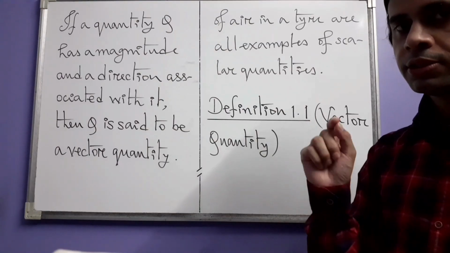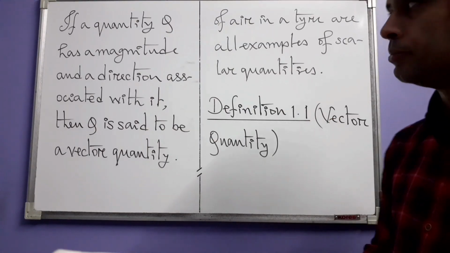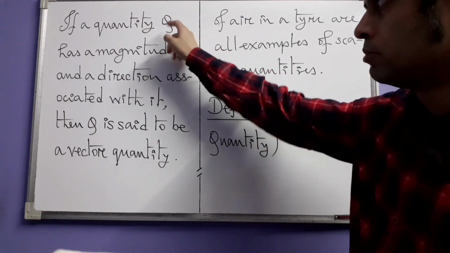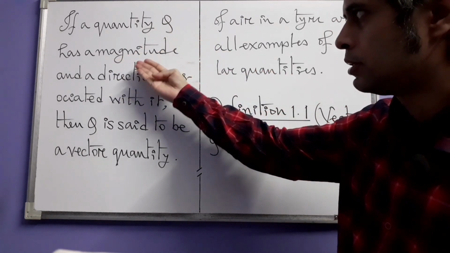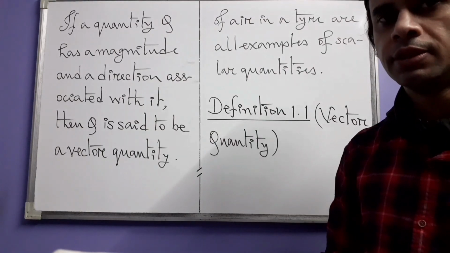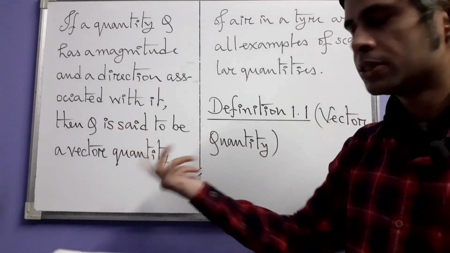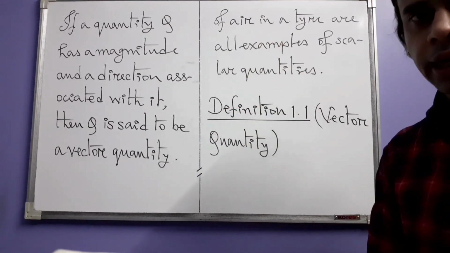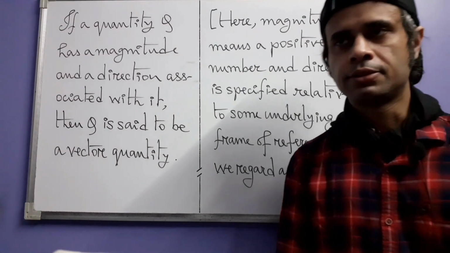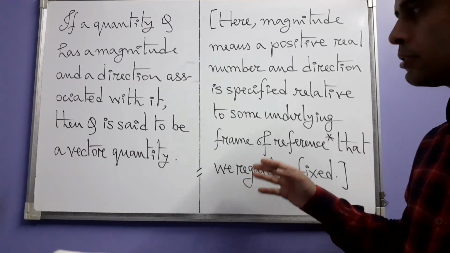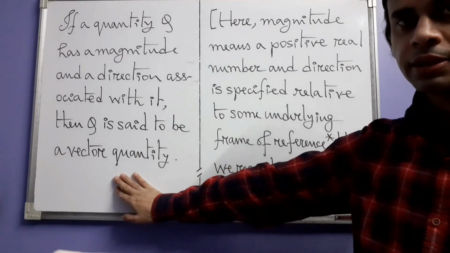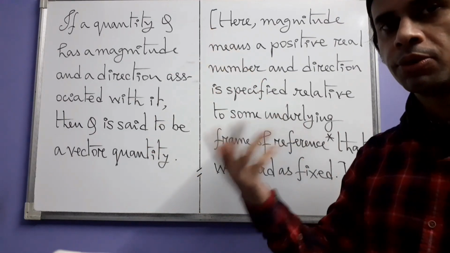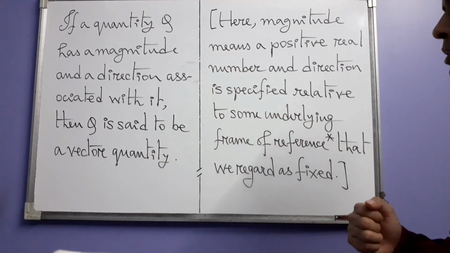There are some things which you may find a little striking. If a quantity Q, he has given it a name, has a magnitude and a direction associated with it, then Q is said to be a vector quantity, but that's not all. There is something else which now I am going to write. Okay, so here is the extra part which is not exactly the definition itself, but it has been made a part of the definition because it makes the original definition more clear. Let's see what it says.